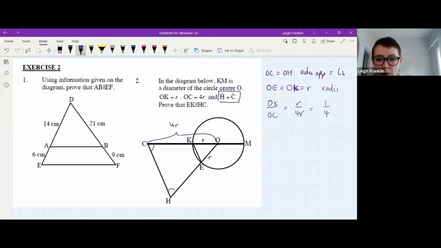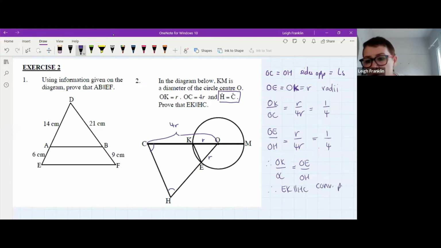Okay. And then we're going to state that OE over OH is equal to R over 4R. And again, R divided by R is 1. So that gives us a quarter. So now we may conclude that OK over OC is equal to OE over OH. Therefore, EK is parallel to HC, reason: converse of proportionality intercept theorem. Okay, everybody happy with that?